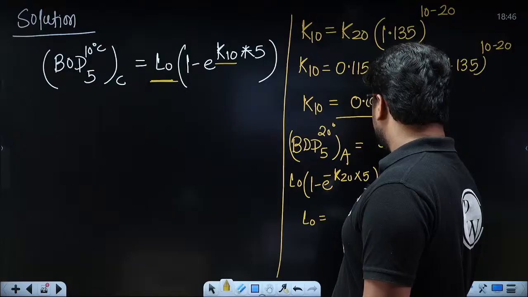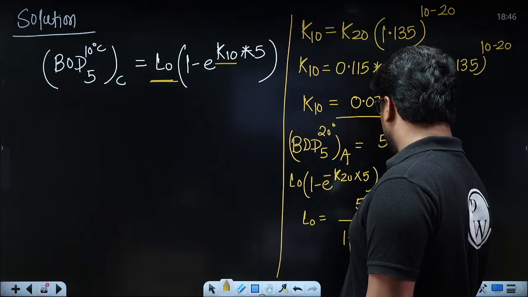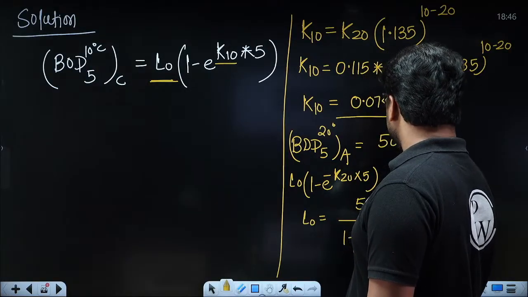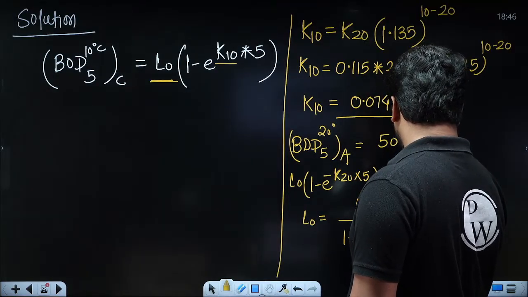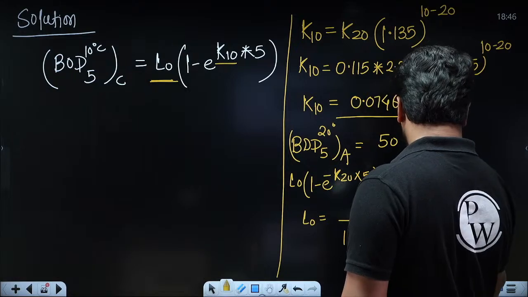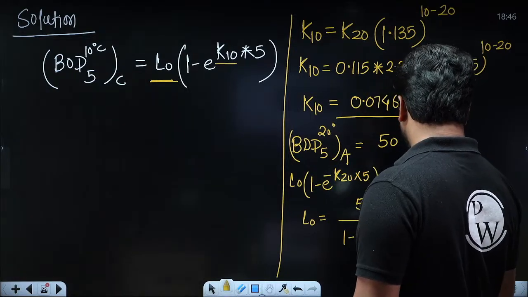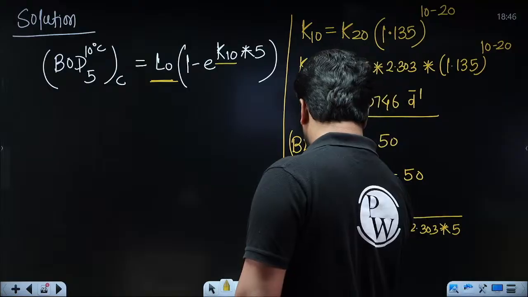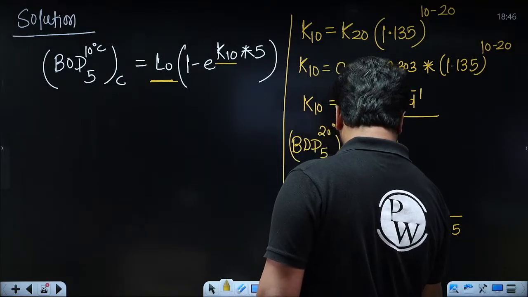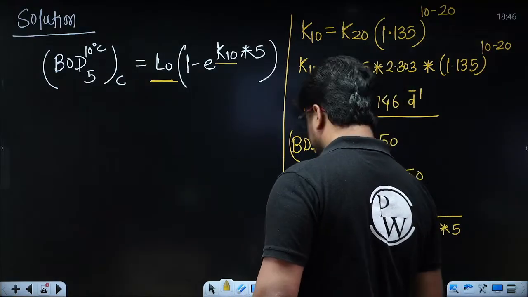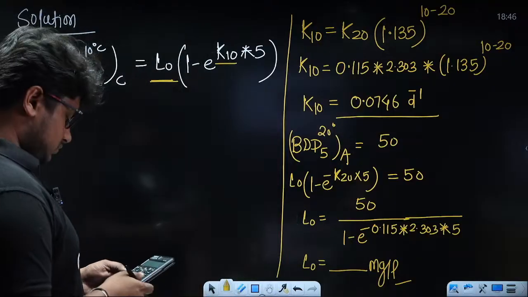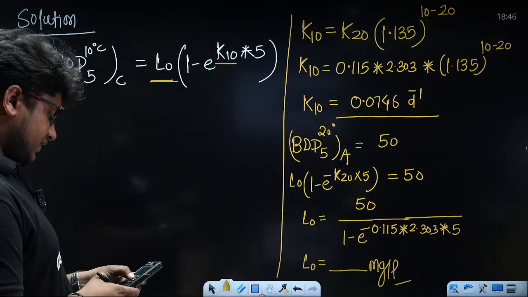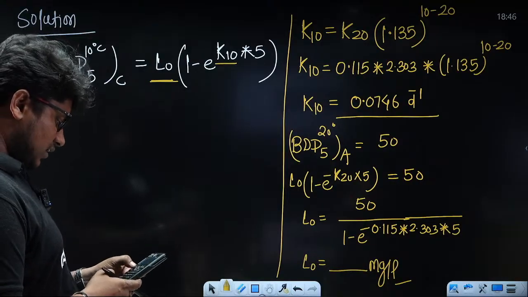So that's why I'm finding this value L0. It will be 50 divided by 1 minus e to the power minus K20, which is 0.115 into 2.303, and the number of days is 5. So can you give me the value of L0 in milligram per liter?